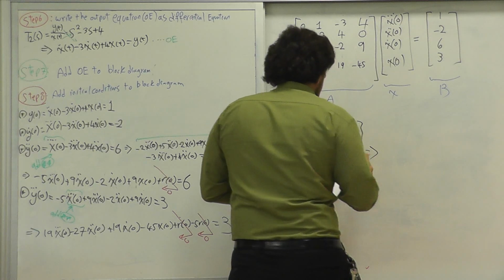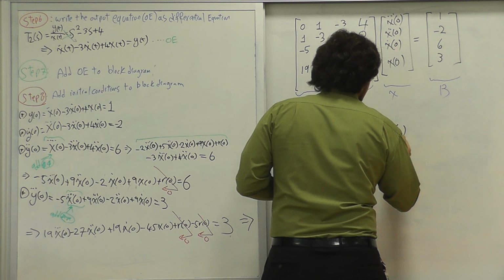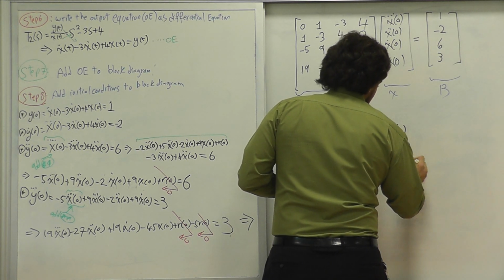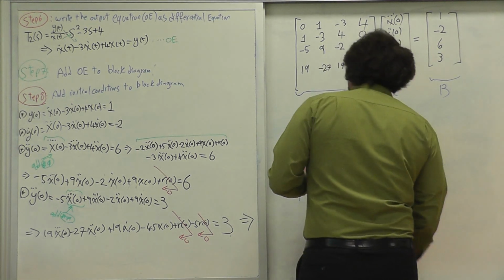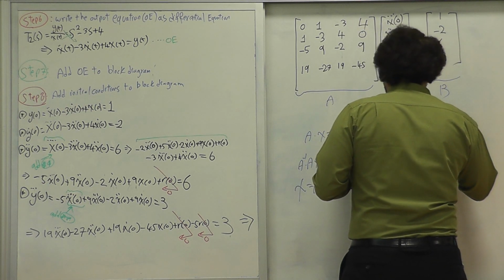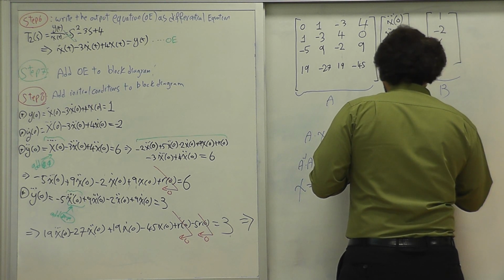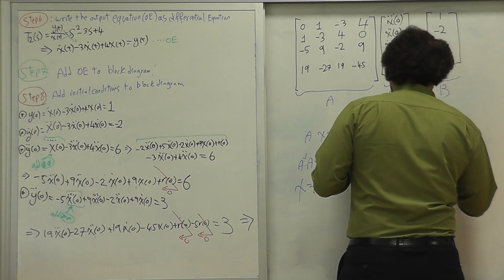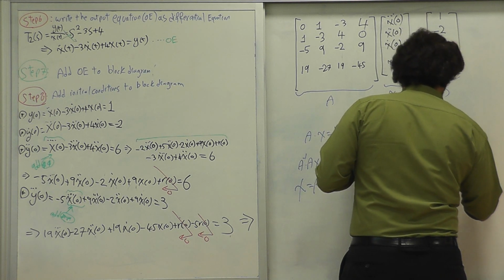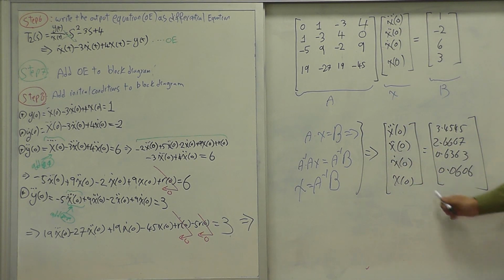For last answer. X1, 2, 3, 0. MATLAB or online matrix calculation is acceptable. 3.4545, 2.6667, 0.6363, and 0.0606. So I can calculate the initial condition. Did I finish?